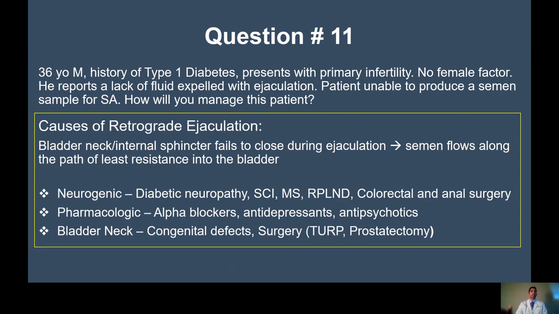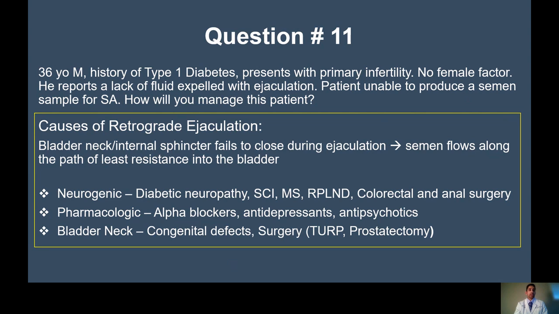So what are some causes of retrograde ejaculation? So some background, anatomically, the bladder neck and the internal sphincter fail to close during ejaculation, and this allows semen to flow along the path of least resistance back into the bladder. So what are some conditions that can cause bladder neck and internal sphincter dysfunction?